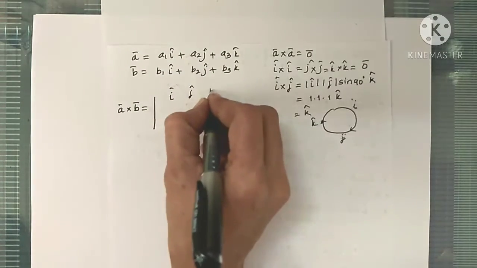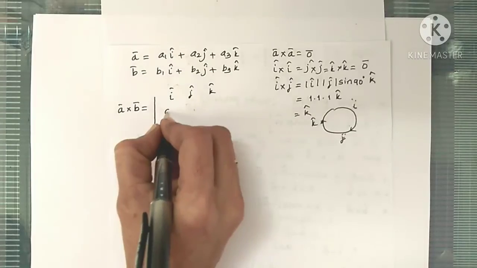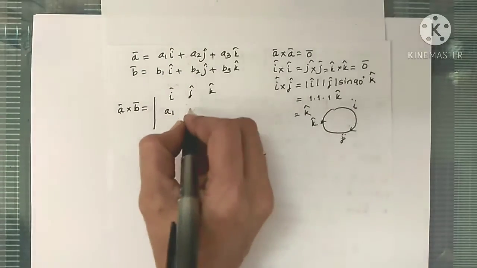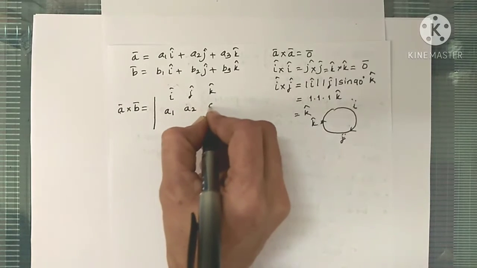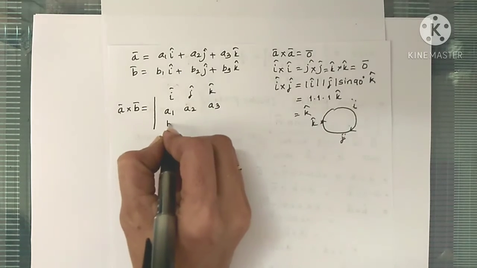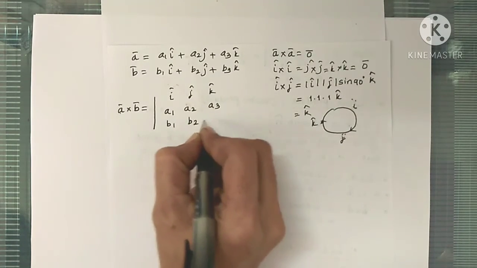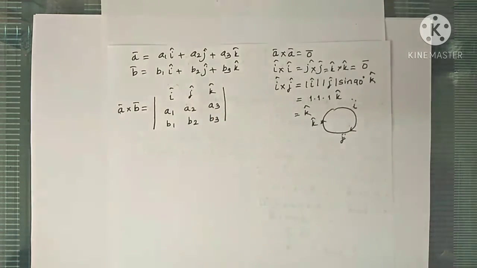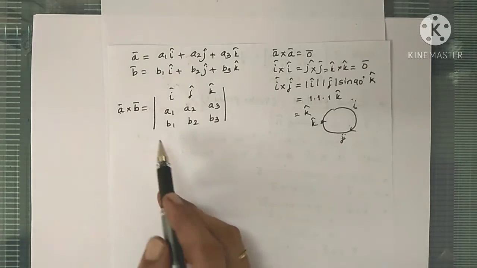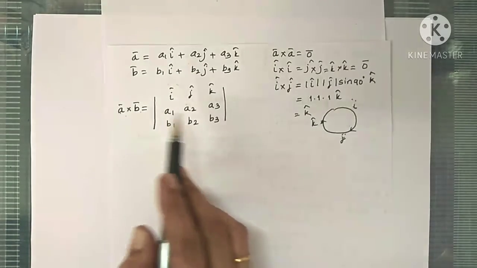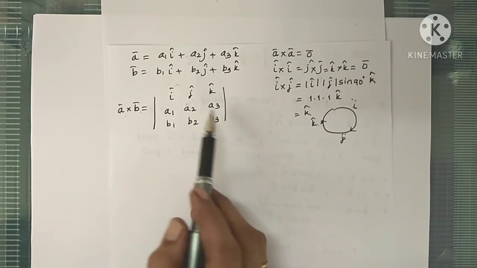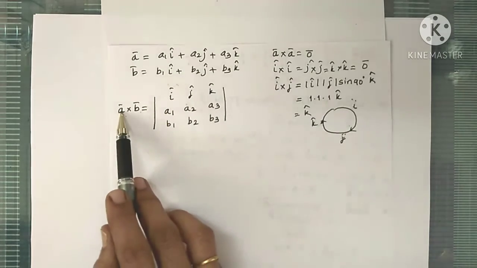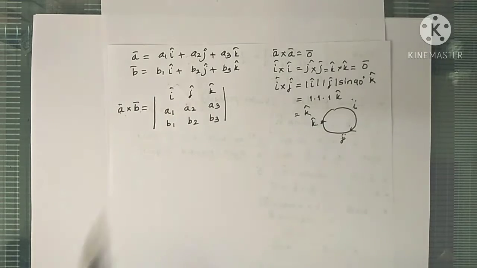First row is i cap, j cap, k cap. Then we write the coefficients of i, j, k from the first vector, so those are a1, a2, a3. And the third row is the coefficients of i, j, k in the second vector b bar, which are b1, b2, b3. So remember, the cross product a bar cross b bar is this determinant with first row i, j, k, second row components of a bar, and third row components of b bar.